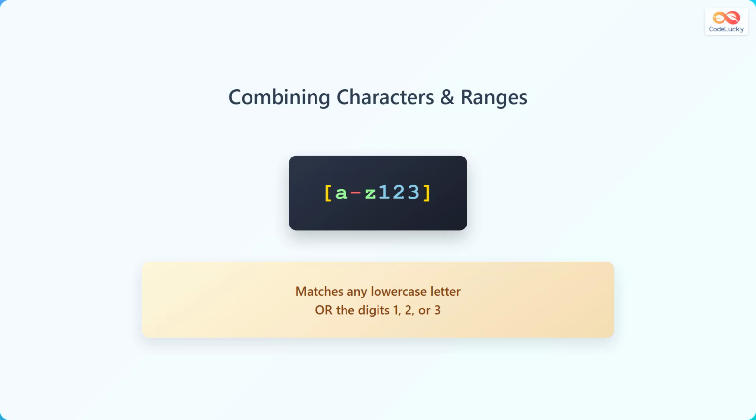Character classes can combine individual characters and ranges. For instance, [a-z123] matches any lowercase letter or the digits 1, 2, or 3. This allows for more complex and specific pattern matching.